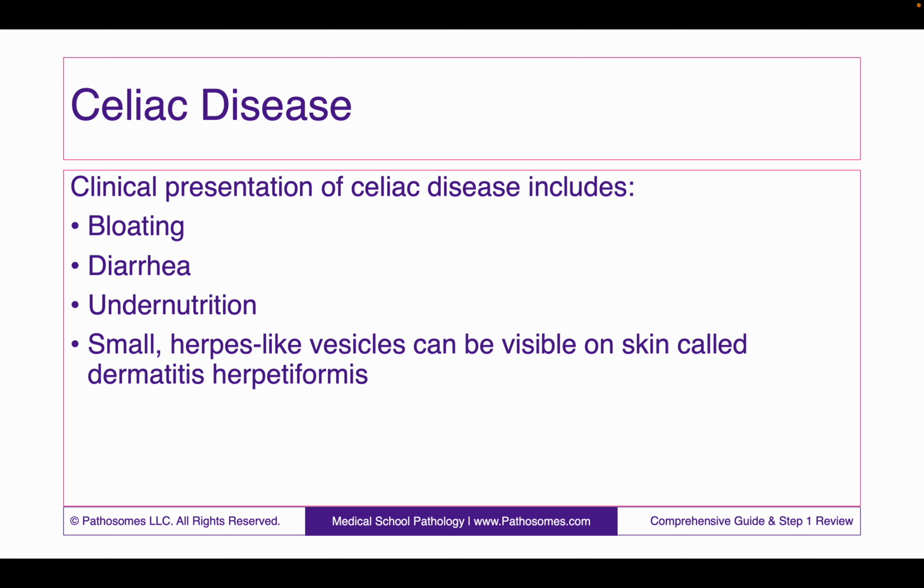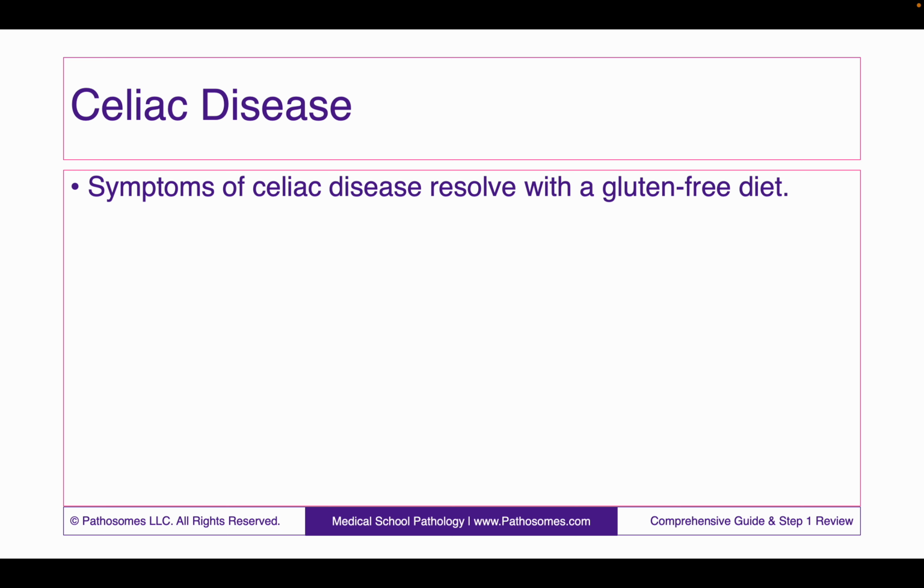Clinically, celiac disease may present with bloating, diarrhea, undernutrition, and small herpes-like vesicles that can be visible on the skin called dermatitis herpetiformis. So you future family medicine doctors, you future dermatologists, be on the lookout for this, because you guys are at the front lines picking up on the bloating, diarrhea, undernutrition, and those skin findings, right? Symptoms of celiac disease resolve typically with a gluten-free diet.